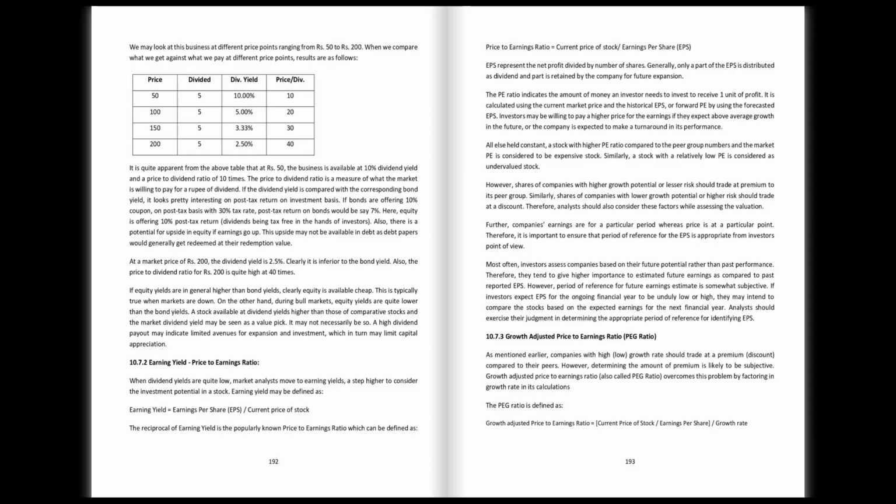At a market price of 200 rupees, the dividend yield is 2.5%. Clearly, it is inferior to the bond yield. Also, the price-to-dividend ratio for 200 rupees is quite high at 40 times. If equity yields are, in general, higher than bond yields, clearly equity is available cheap. This is typically true when markets are down. On the other hand, during bull markets, equity yields are quite lower than the bond yields.